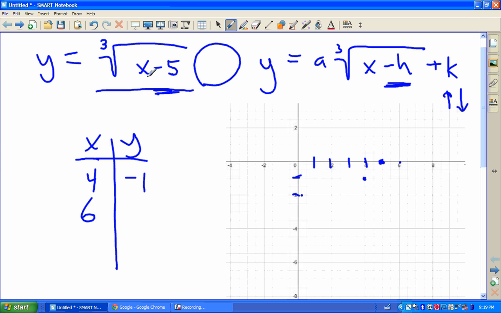At 6, I get 6 minus 5 is 1. Cube root of 1 is 1. So at 6, I'll get 1. It's going to be right up here.